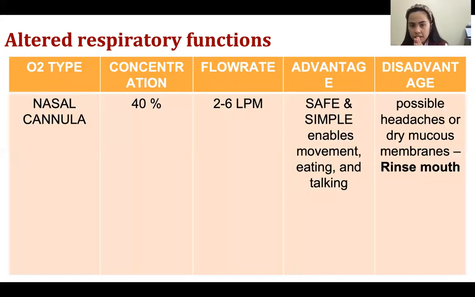Now, let's go first with the nasal cannula. So what is the concentration? How much percentage of oxygen can it give you? It is 40%, okay? Then the flow rate. You will see on the oxygen there is a ball. You will see how much oxygen you can put. For nasal cannula, you can put the oxygen at 2 to 6 liters only, up to 6 liters.